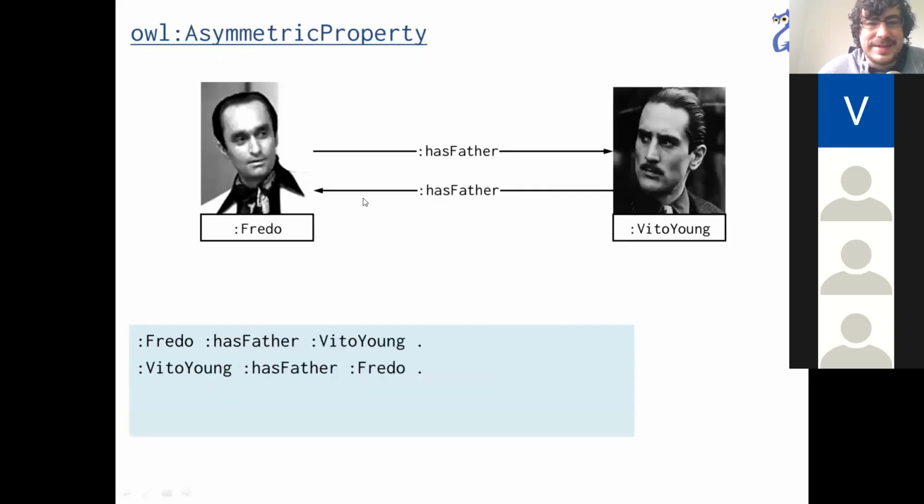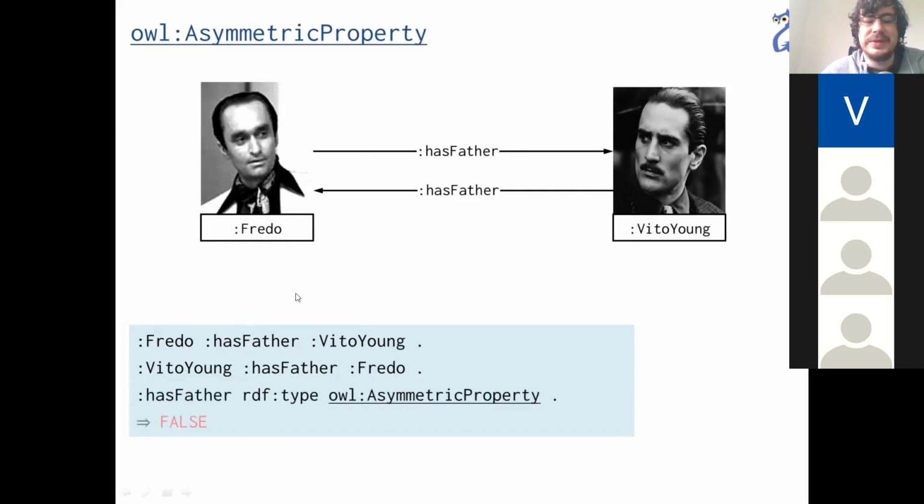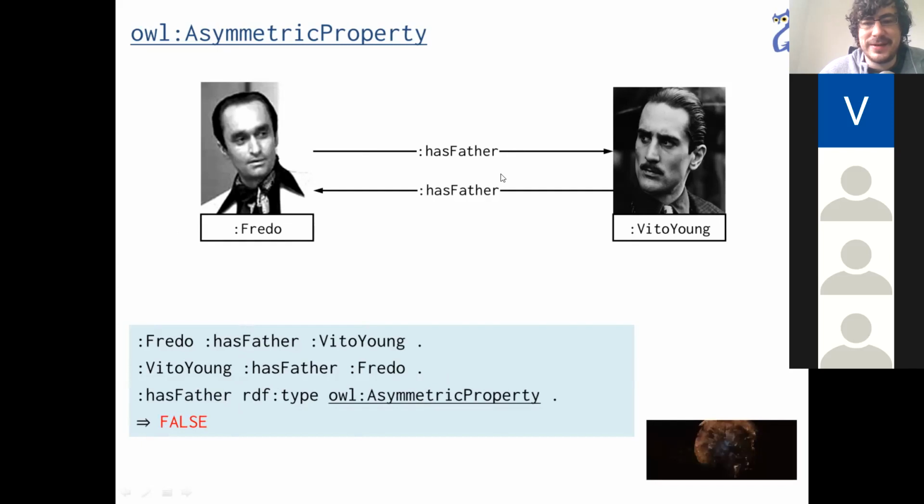Asymmetric property is similar, but it's not just that something cannot have itself as a value, but rather if A has the value B for that property and B has the value A for that property, then this is inconsistent. So here we have Fredo has father Vito Young and Vito Young has father Fredo. If we say has father is of type asymmetric property, then we're going to arrive at an inconsistency, right? Somehow this cannot hold. So asymmetric property says that we can't have this A has father B, B has father A pattern.